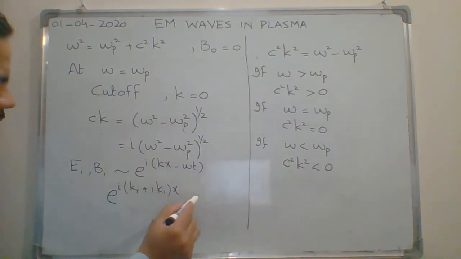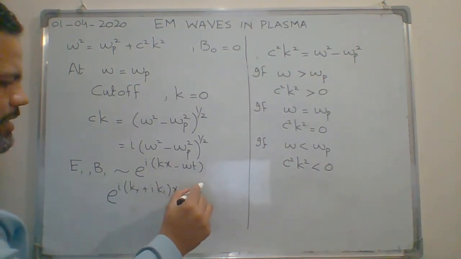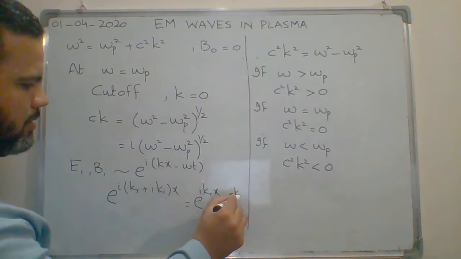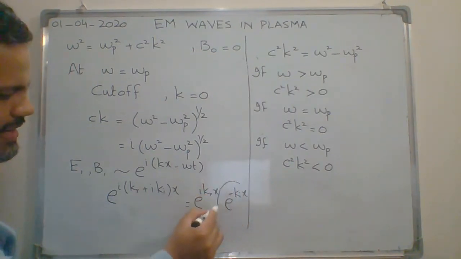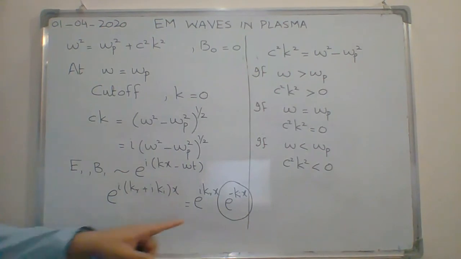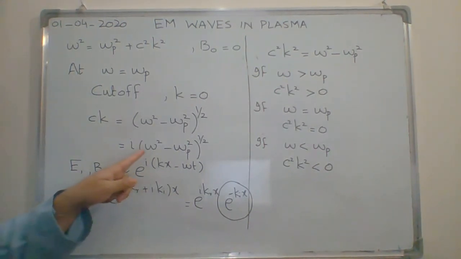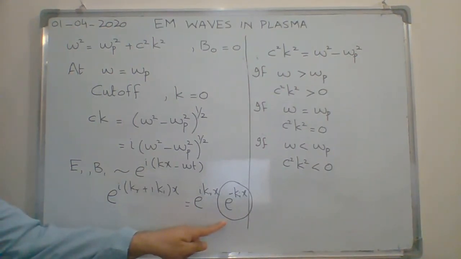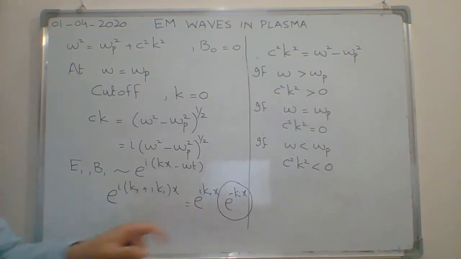Then you can see that this imaginary part will give us the damping of the wave. So this is how you can see that if omega is less than omega p, the wave is going to get damped inside the plasma and it will not propagate. And for most of the plasma environments that we study in the lab, the cutoff frequency lies in the microwave range. This omega equals omega p is what I'm talking about.